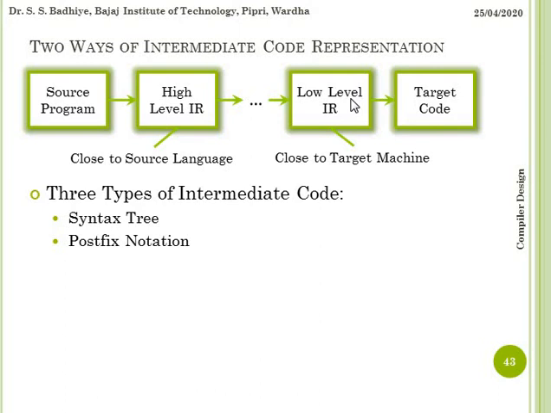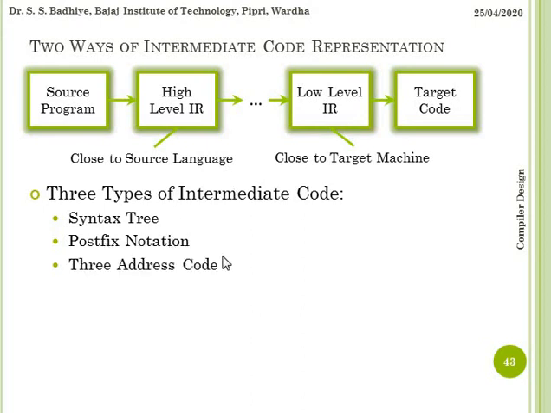So they are basically used if we have some register allocation, or we need to select a particular instruction, whether a jump instruction is used or a push instruction is used, what kind of instructions are used. For that purpose we make use of low level representations. So this is postfix notation.